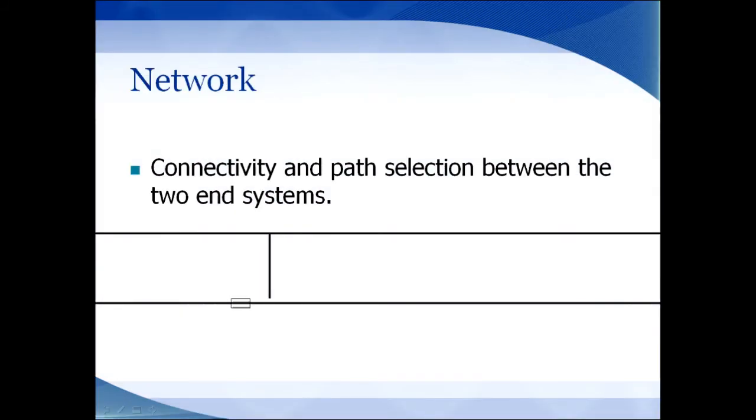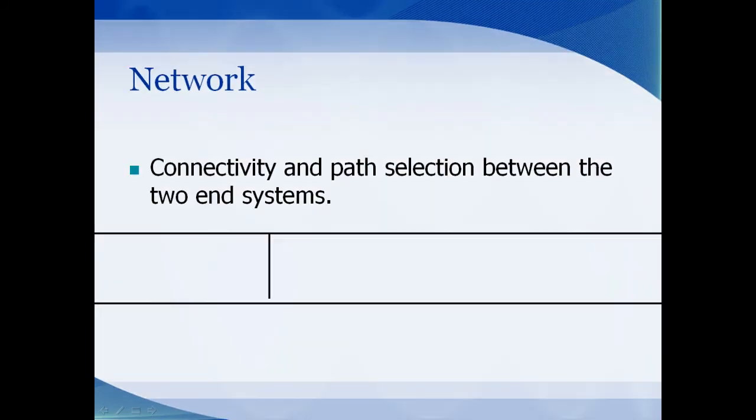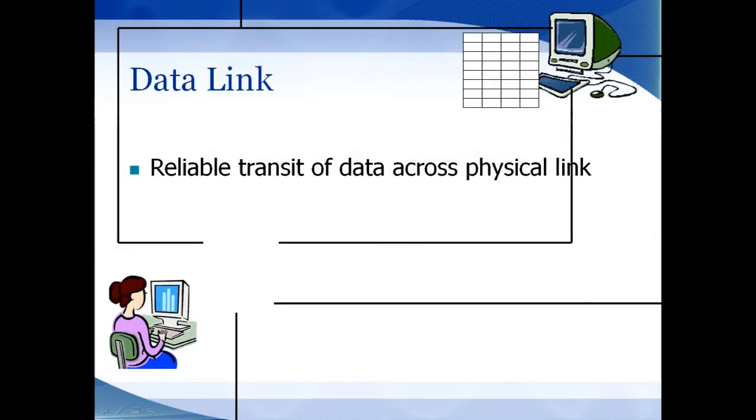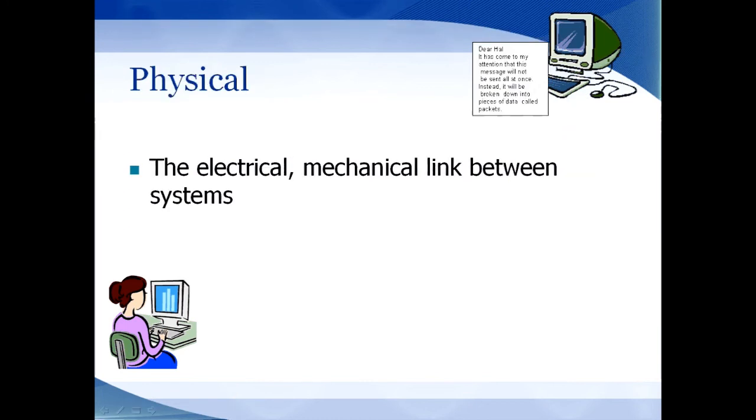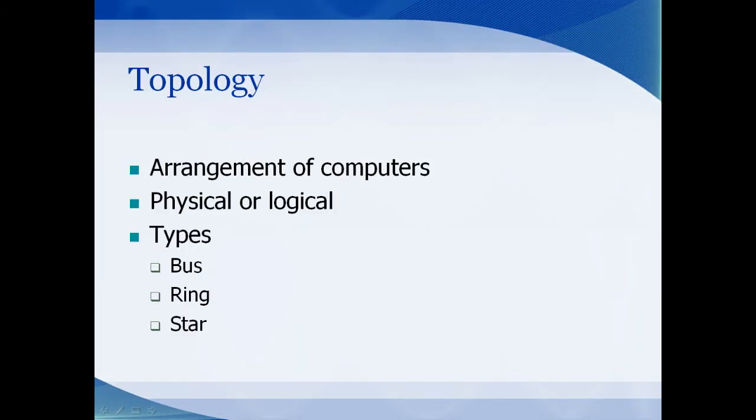The network layer is responsible for selecting the path which the packets travel. Not all the packets are going to travel, as I said, along the same path to get to their destination. The data link layer ensures that the packets reach their destination. Physical layer is the electrical link between the two systems, such as the actual cable. And now we see how the network works.